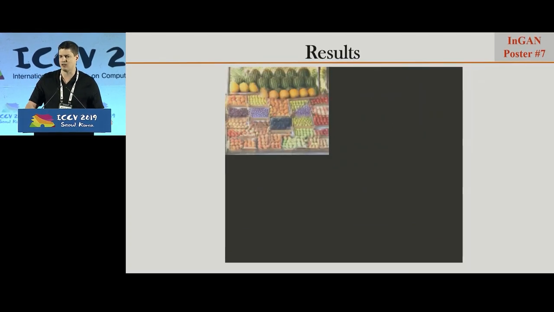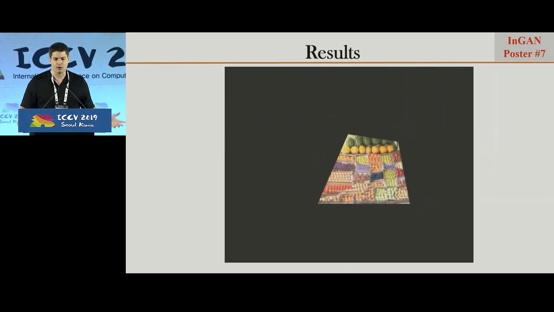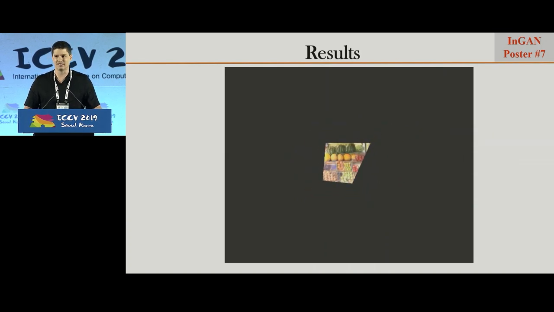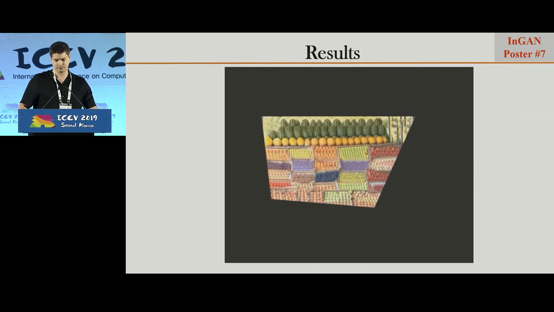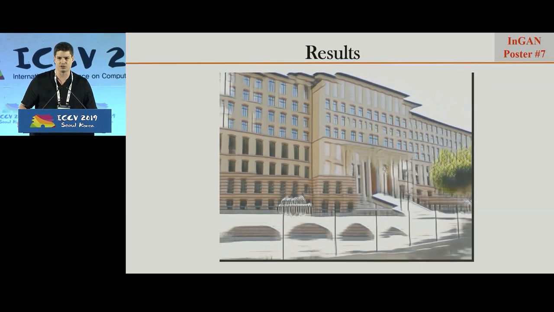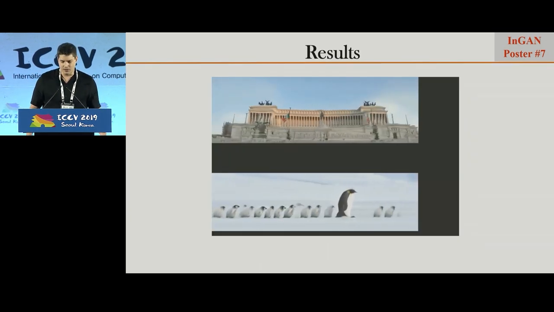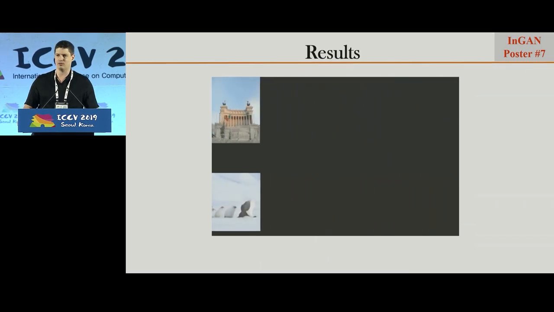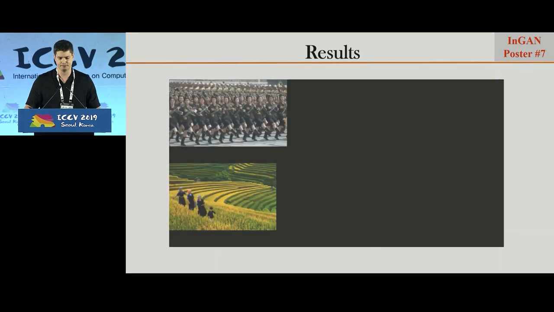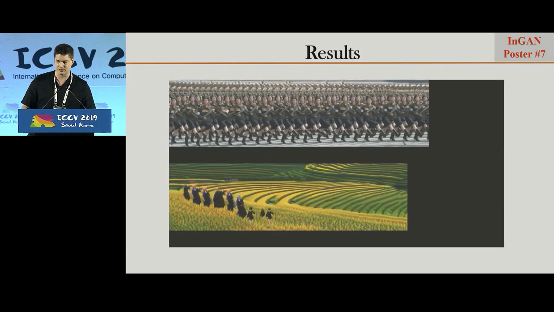The transformation can be any invertible transformation. For example, an affine transformation or a general homography. Note that despite the distorted shape of the image, the elements inside the image are not distorted. In this example, InGAN adds windows and floors to the building. And here it adds and removes columns to the temple, and note how the penguins don't get any fatter. Instead, InGAN just gives birth to new penguins. Here you can see InGAN adds more soldiers or terraces and farmers in the rice field.